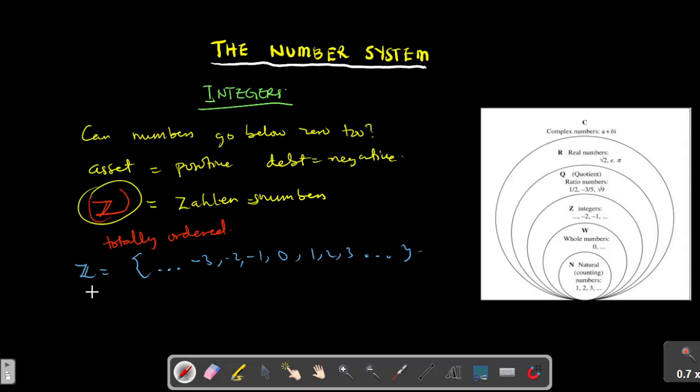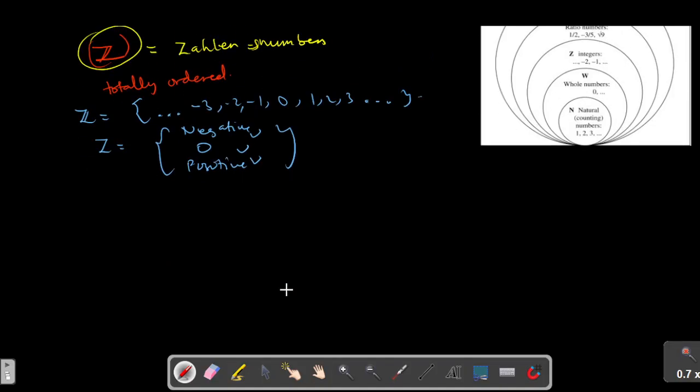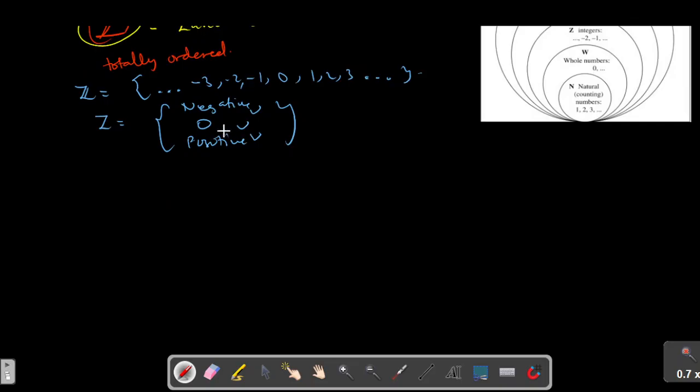Because of that, we can write a piecewise function where integers are given as negative, 0, then positive. These are the three components of integers. An integer has the positive side, the 0 part, and the negative side. As simple as that. So integers are totally ordered: -3 is less than -2, it's less than -1, it's less than 0, it's less than 1, it's less than 2, in that order.